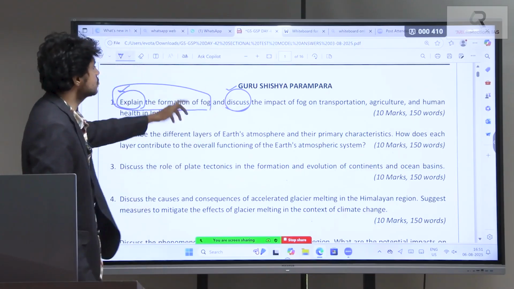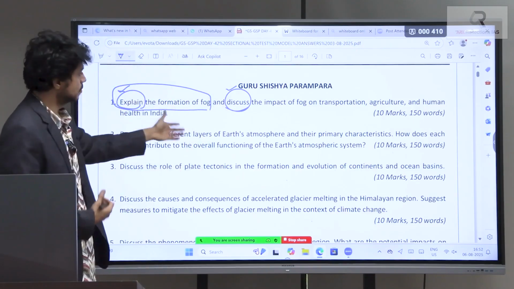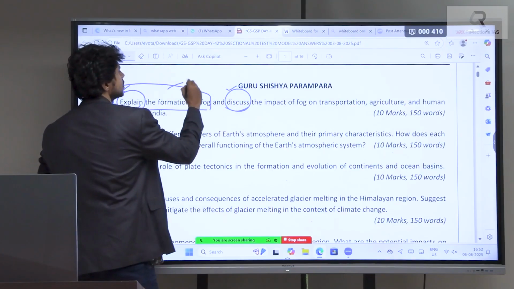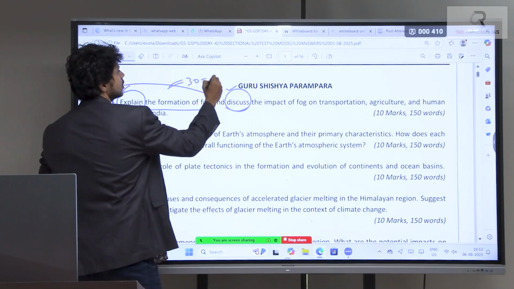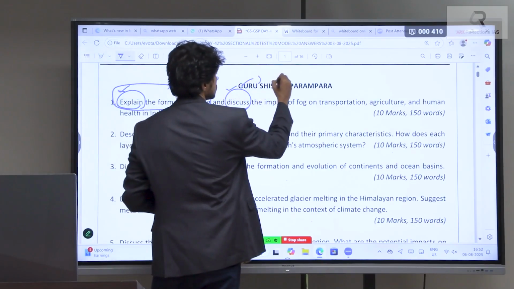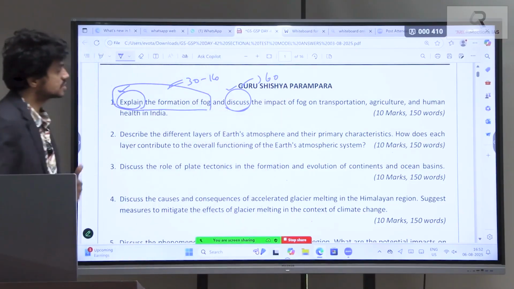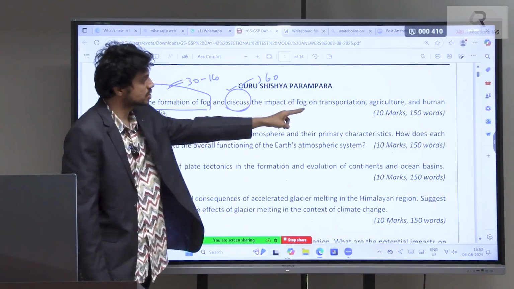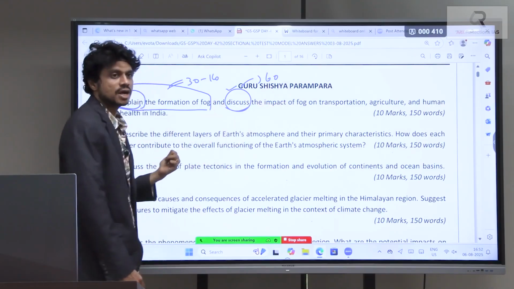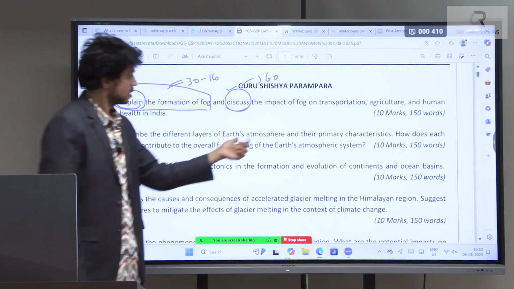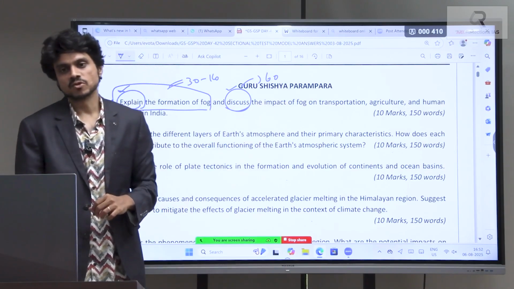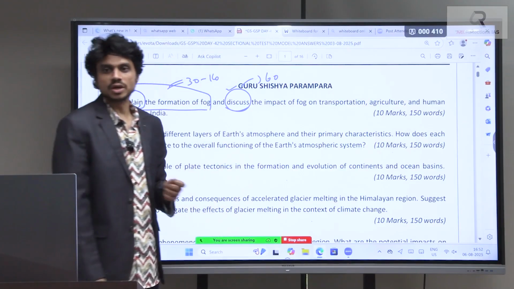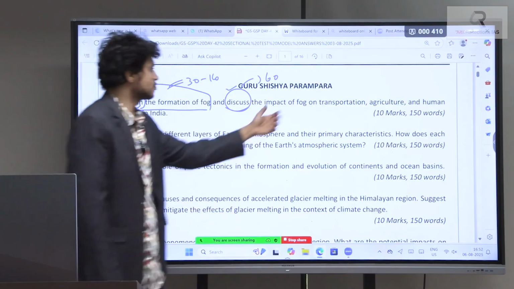However, for the formation of fog, you will not explain too much because you need to discuss its impact as well. There are so many dimensions here. So I will allot somewhere 30 to 40% for this and the remaining 60% for the impact of fog. If it is a 15 marker, and it is asked only to discuss the impact of fog on transportation, agriculture and human health in India, then I would have discussed suggestions also, why that is a concern. I would have included more dimensions of the discussion. So it will vary depending upon the marks weightage.